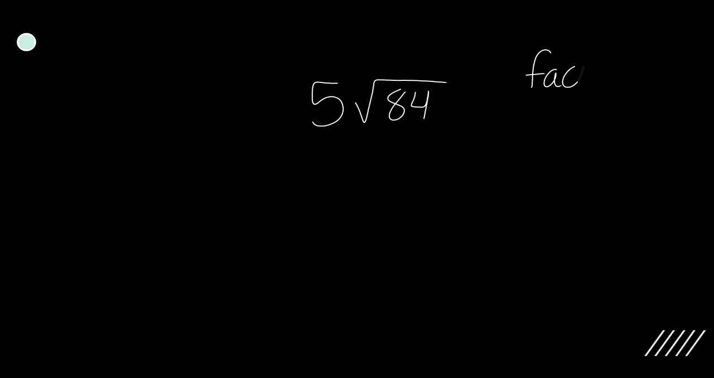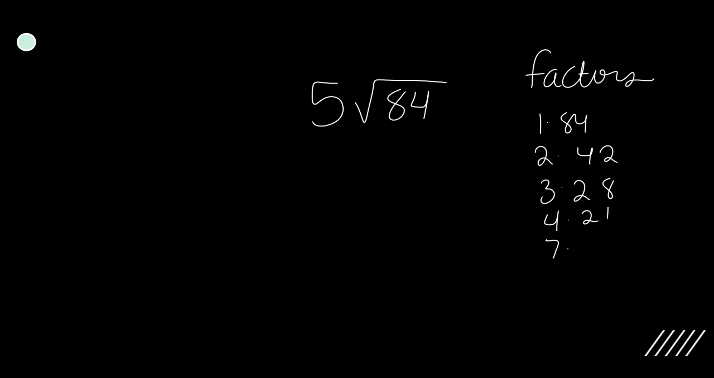So we need to figure out what are the factors of 84. So again, I gave you the list 1 through 100. So if you look on the Schoology page, you can see that 84 also has a lot of factors. So we have 1 times 84, 2 times 42, 3 times 28, 4 times 21, 6 times 14, and then 7 times 12.